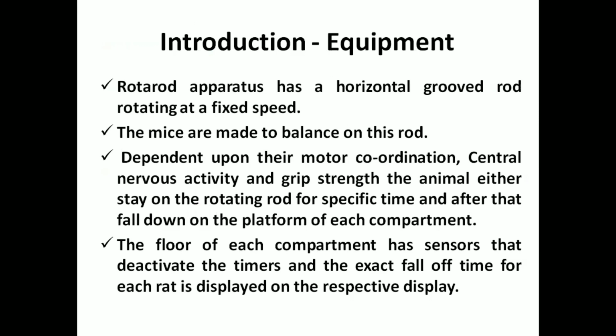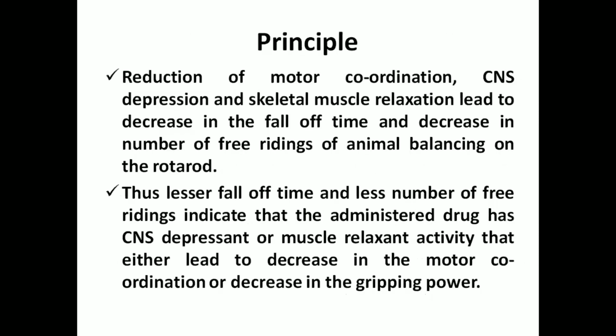So the rotor rod apparatus is a horizontal grooved rod rotating at a fixed speed. The mice are made to balance on this rod. Depending upon motor coordination and central nervous activity, the mouse will stay stable on that platform, and when it falls down, it indicates that it has lost its muscle coordination. The floor has sensors, so whenever the mouse falls off, it automatically deactivates the timer, and that has to be noted down.